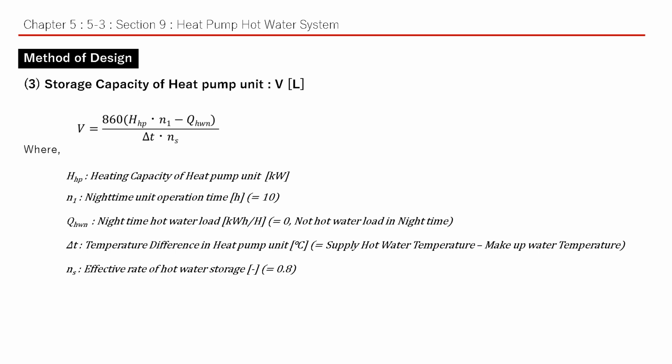Step 3, we will use the calculated heating capacity of heat pump unit. And then, calculate storage capacity from this formula. HHP is heating capacity of heat pump unit. N1 is nighttime unit operation time. Normally 10 hours. QHWN is nighttime hot water load. If this is 0, it means no hot water load in nighttime. Delta T is temperature difference in heat pump unit. This difference is between supply hot water temperature and makeup water temperature. NS is effective rate of hot water storage. Usually use 0.8.